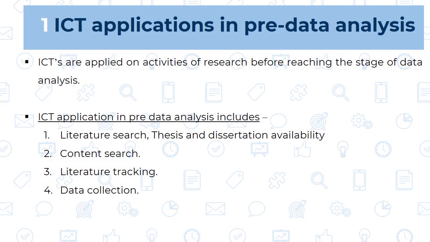Now the first step, ICT application in pre-data analysis. Which are the processes included in that? First we will see literature search or thesis and dissertation availability. Second is the content search. Third is the literature tracking, and fourth is the data collection. As we know, data collection can be done in 2 ways, qualitative and quantitative. So in these 4 steps, how different tools of ICT we are going to use, that we are going to study now.